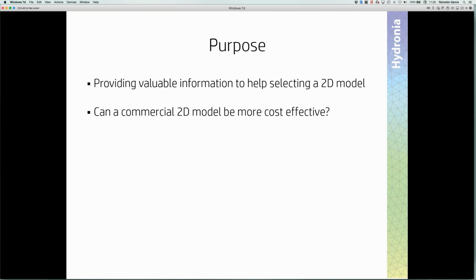So we have also questions on our own. For instance, can a commercial 2D model be more cost effective for the modeling process? Or is it obvious that free models would be more cost effective, because they're free? So these are questions we were trying to answer.